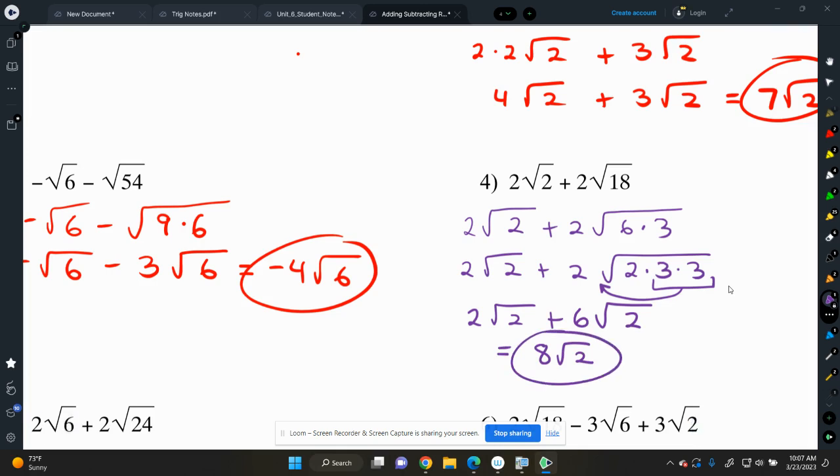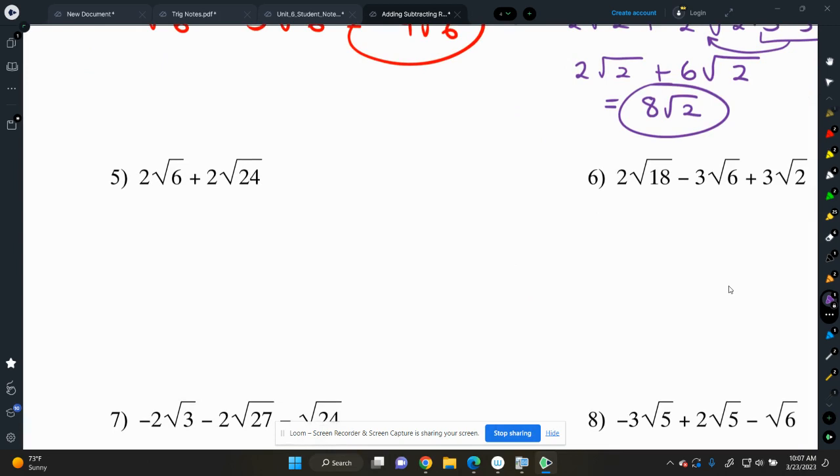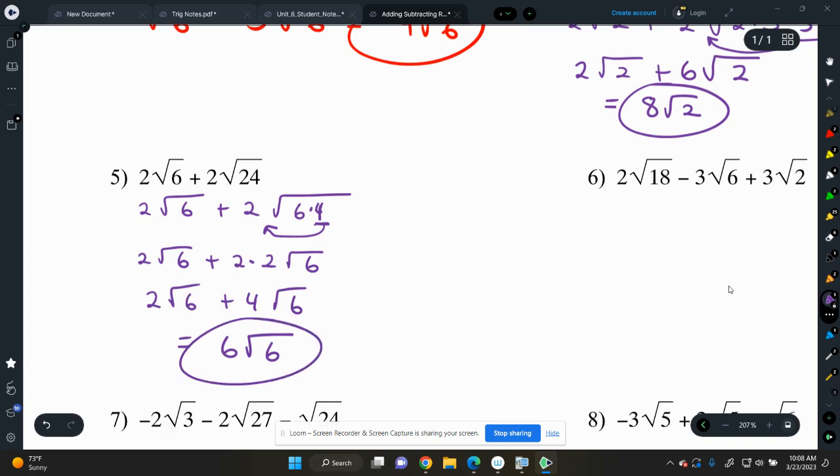Questions on that one? Okay. Next one, Jonah, what do you do? Okay. How are we simplifying the 24? 6 and 4. Okay. 6 times 4. So we're going to take the square root of 4. That's 2. So we have 2 root 6 plus 2 times 2 root 6. So that's 2 root 6 plus 4 root 6, which equals 6 root 6. Okay.